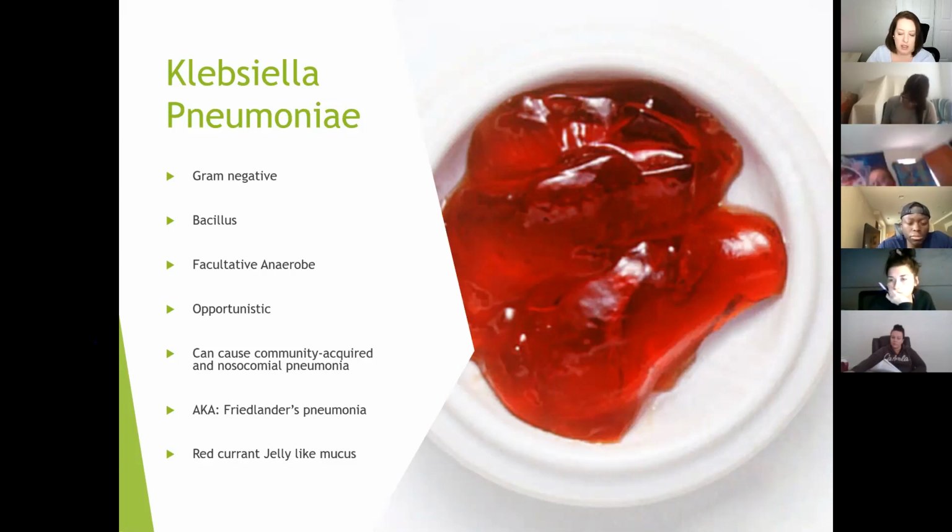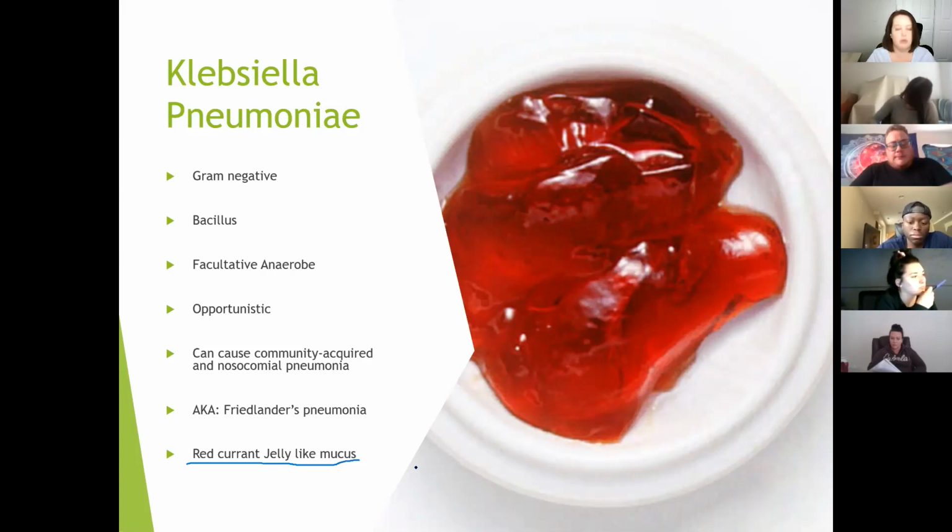It's also known as Friedlander's pneumonia, and it produces this red currant jelly-like mucus. So it's this very thick, tenacious mucus that's going to be a red-pink color. It's pretty gross. And with this thick, nasty mucus, our patients are at risk for mucus plugging. So the alveoli have mucus that's retained, so they're not going to be able to exchange gas properly.